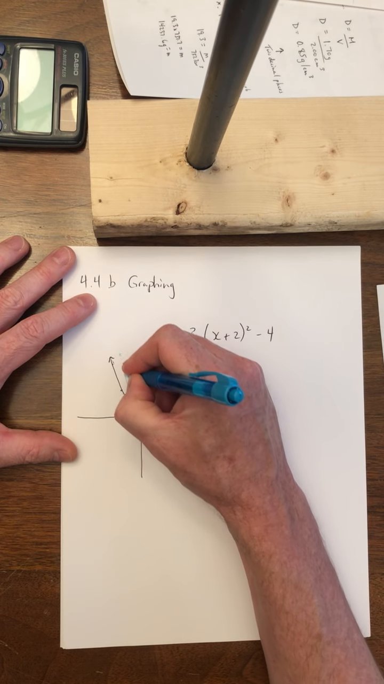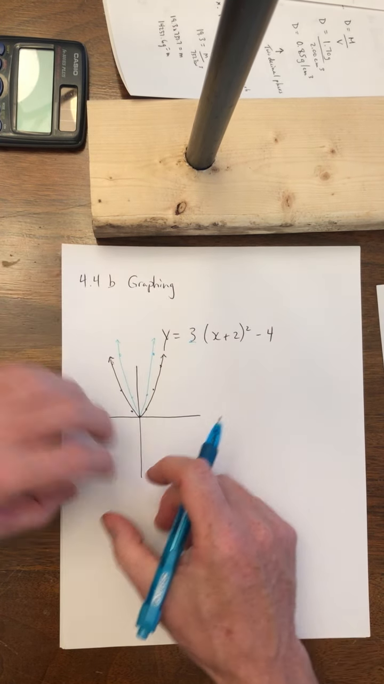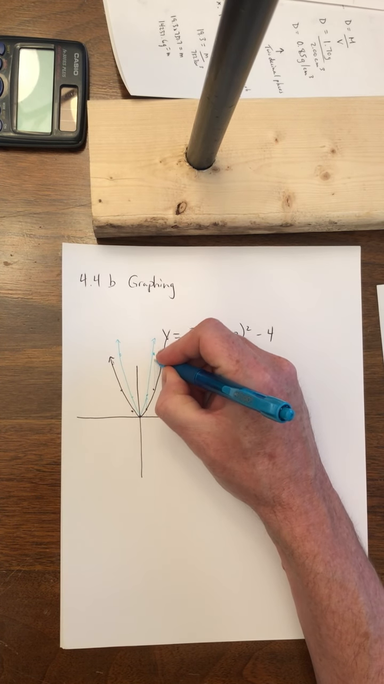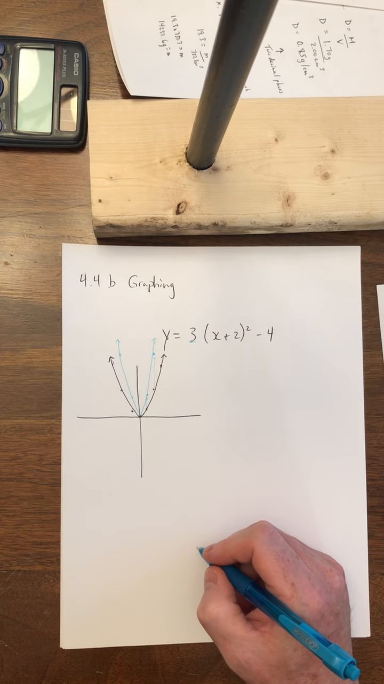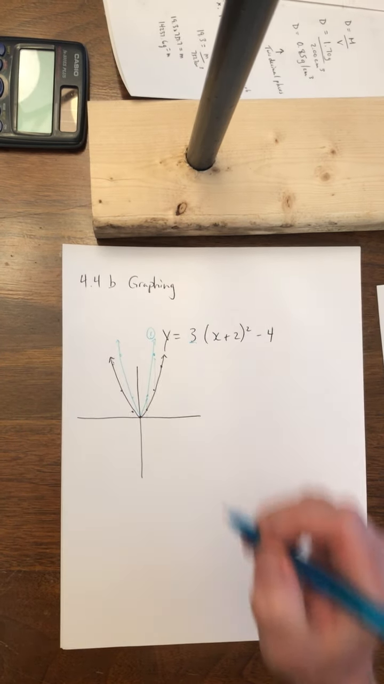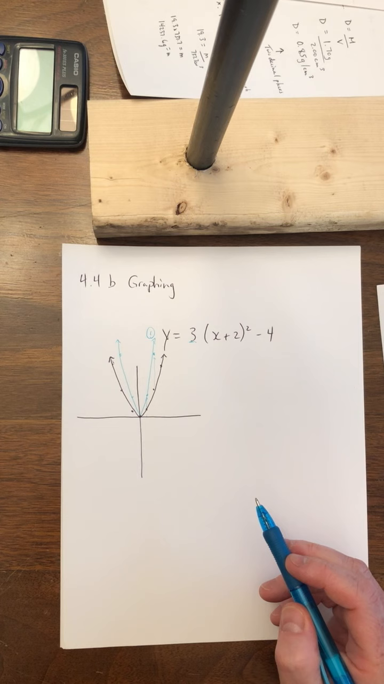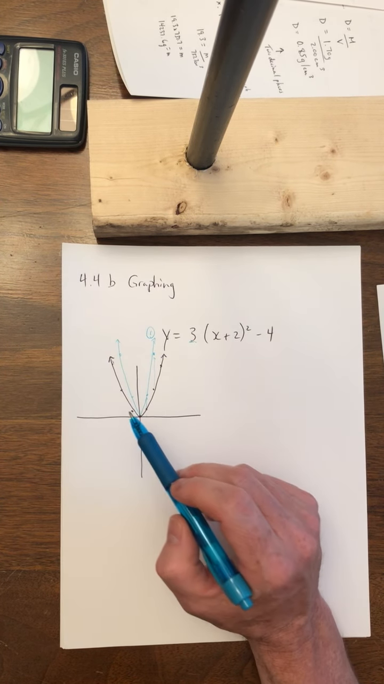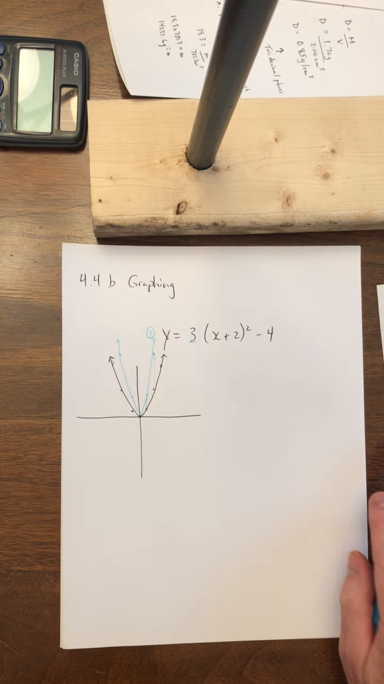And so it appears that it's getting skinnier, but it's actually getting pulled upwards. So all these points are getting stretched upwards by a value of 3. So that's our first transformation. Our second transformation would be a reflection down. If we had a negative 3, we don't, so we can skip the reflection down.